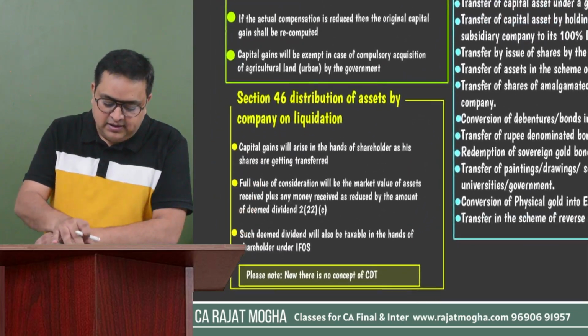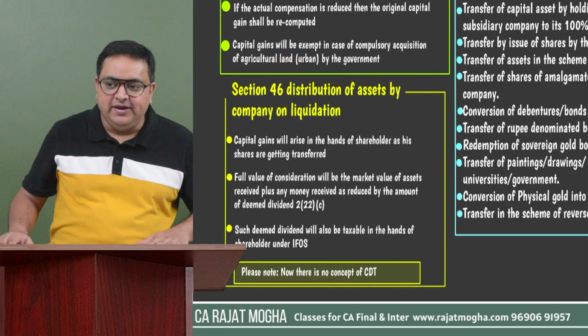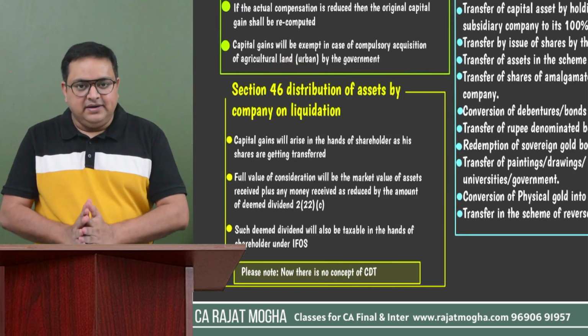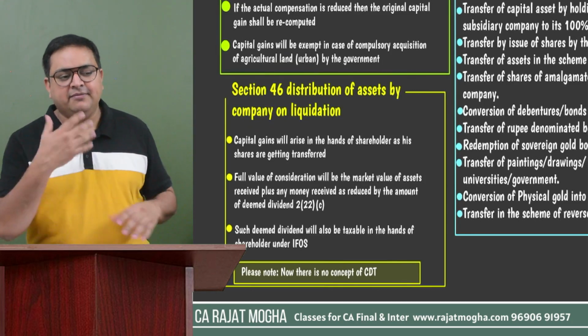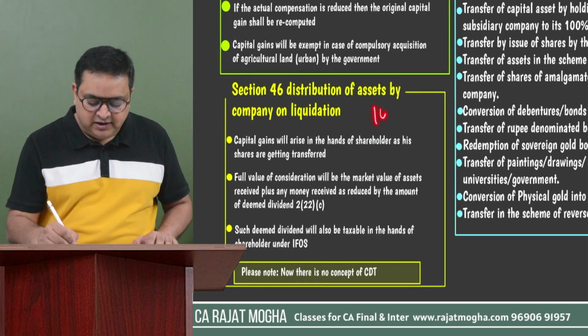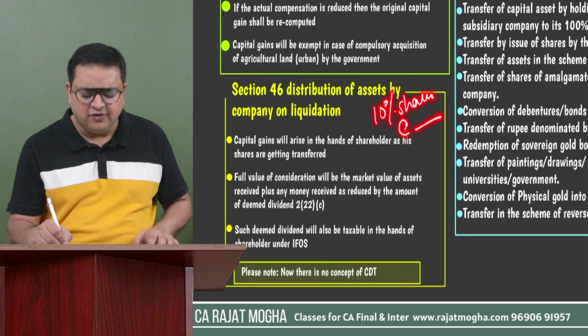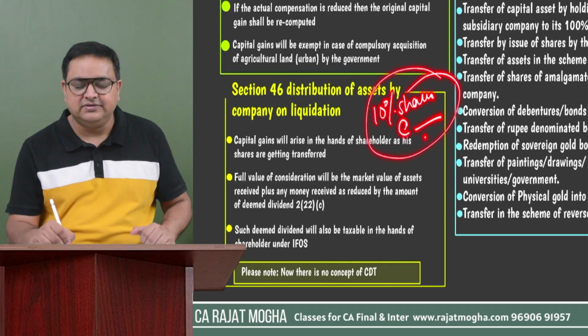Okay. Section 46, distribution of assets by company on liquidation. So let's say there is a company, and I'm a shareholder. I'm having 10% shares of a certain company, which I have purchased for X amount. So this is my cost of acquisition.